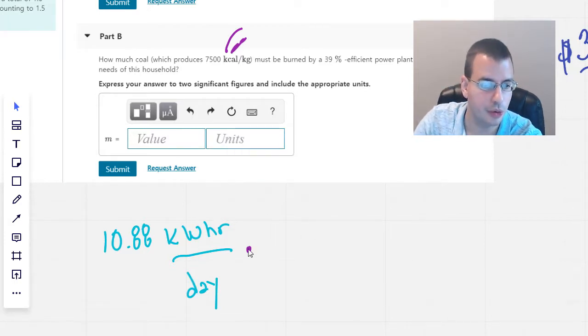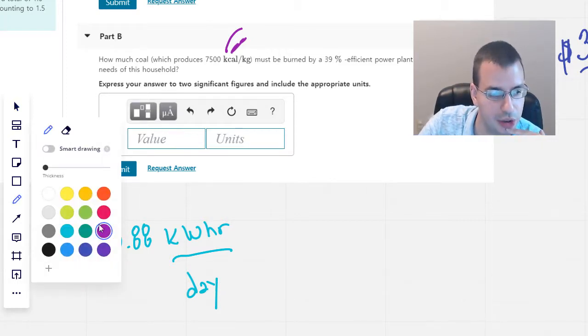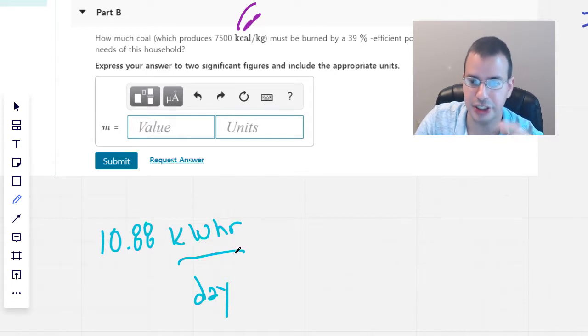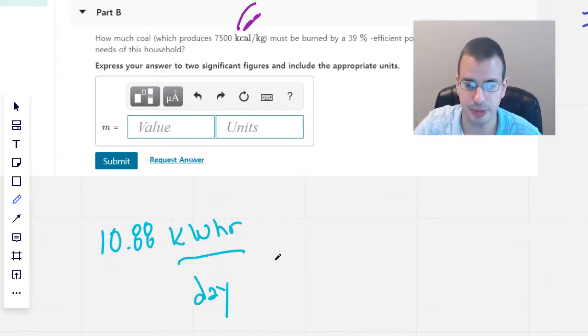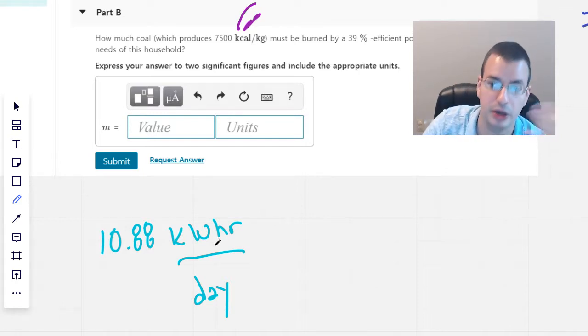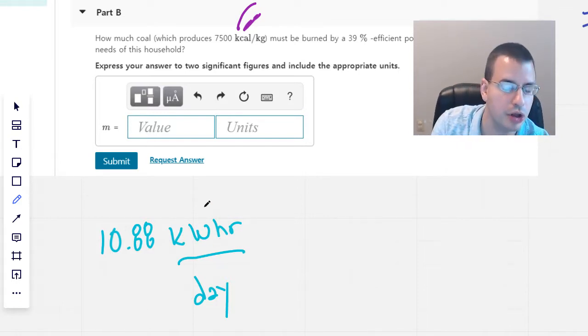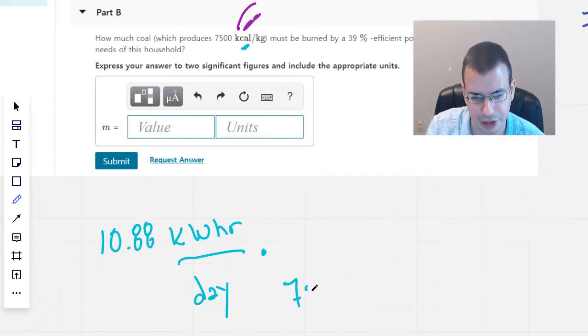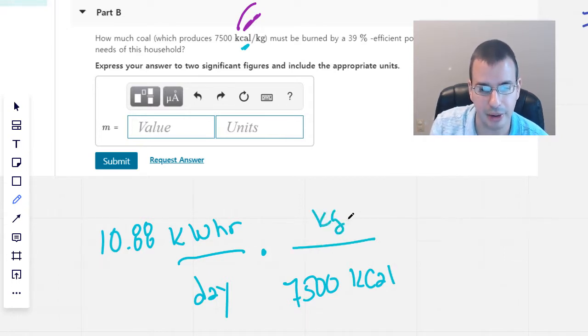So it might feel like the hour on there is extraneous or means something different. It doesn't. What the hour does is it converts the power into a dimension of energy. So kilowatt hour is energy, often measured in something like joules, but it can also be measured in calories or kilocalories. So I'm going to put the kilocalories on the bottom. So we have 7,500 kilocalories per kilogram. So I want to look up the conversion between calories and kilowatt hours.